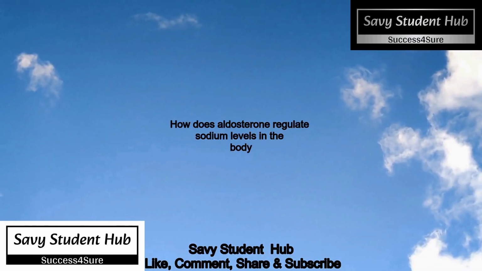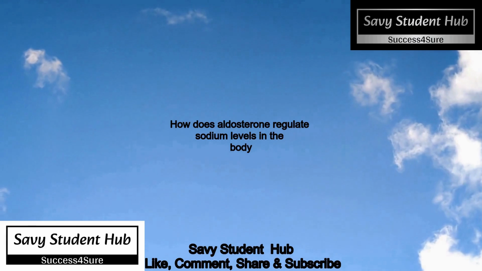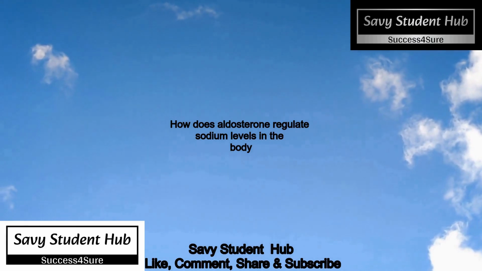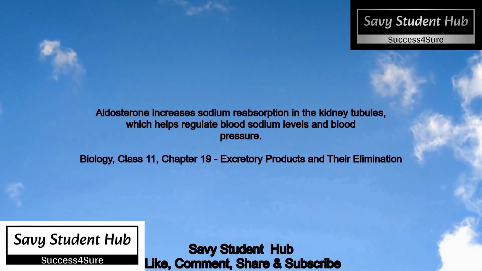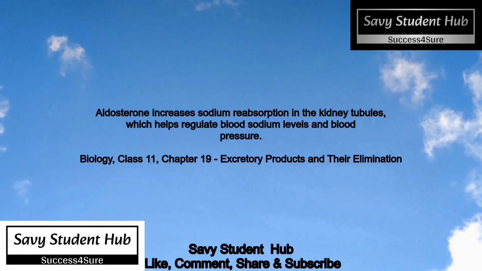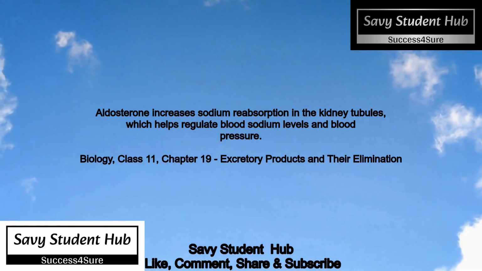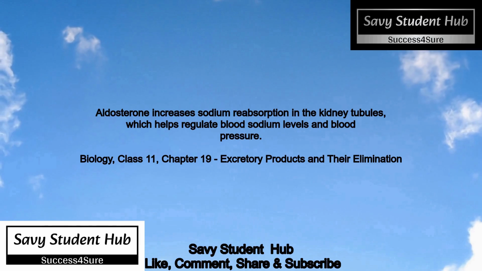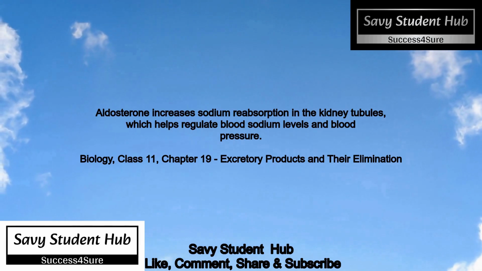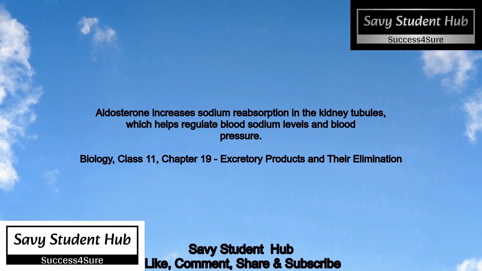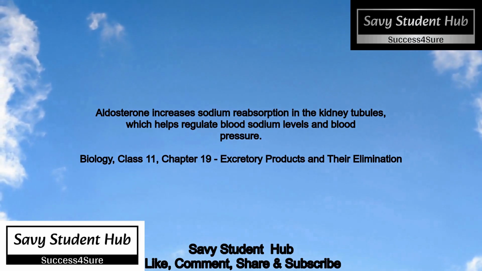How does aldosterone regulate sodium levels in the body? Aldosterone increases sodium reabsorption in the kidney tubules, which helps regulate blood sodium levels and blood pressure.